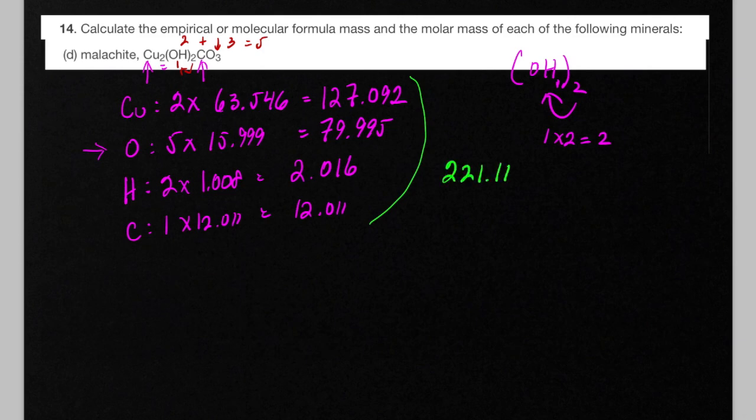And the grand total here is 221.1185 grams per mole for malachite. Okay.